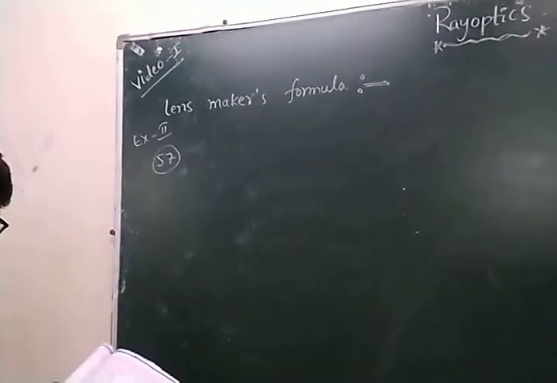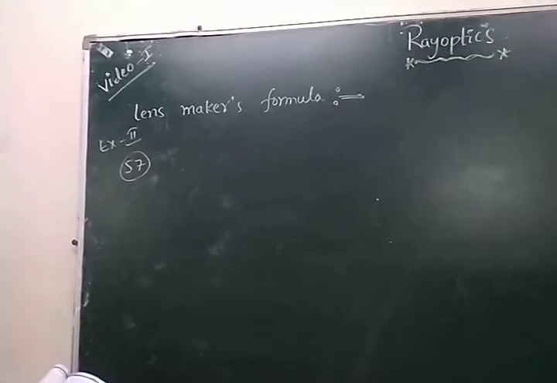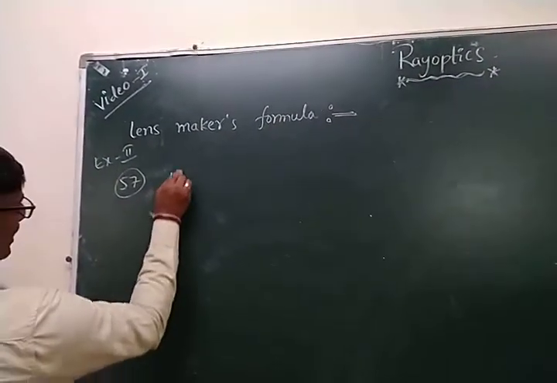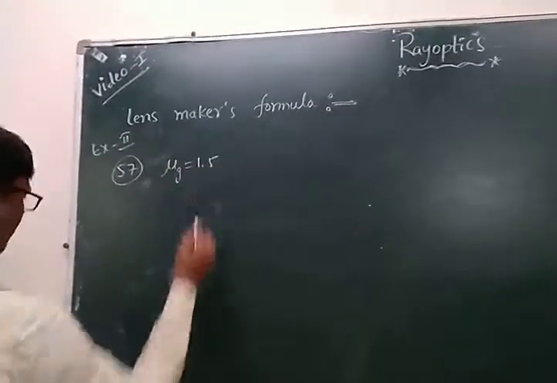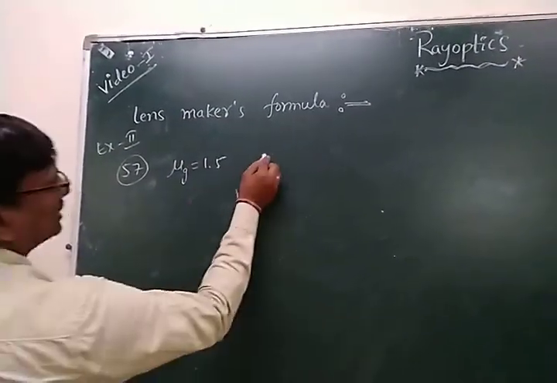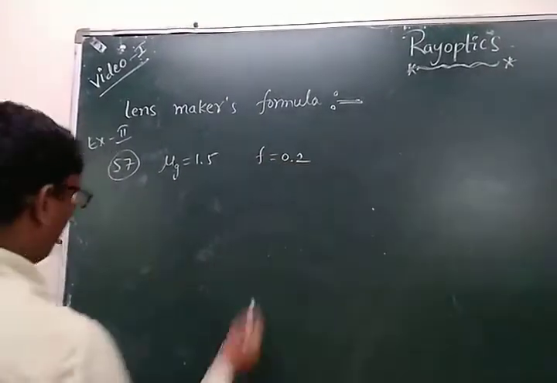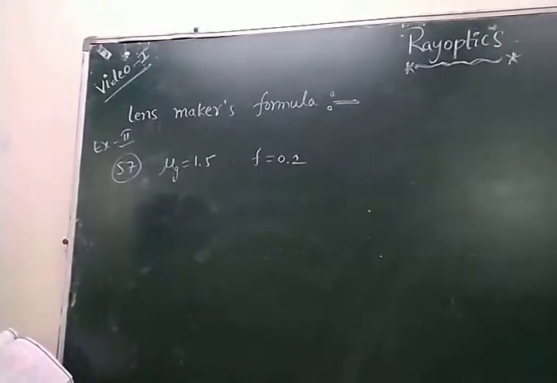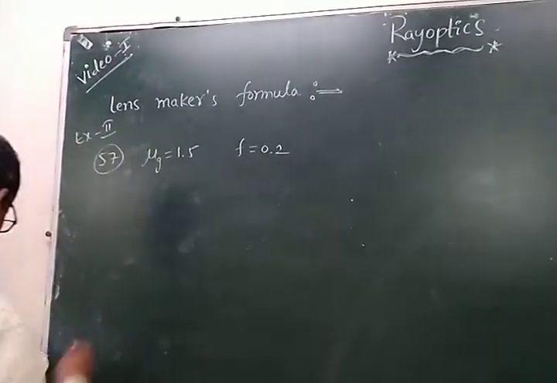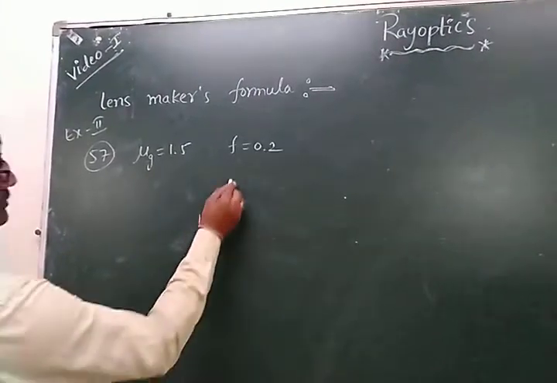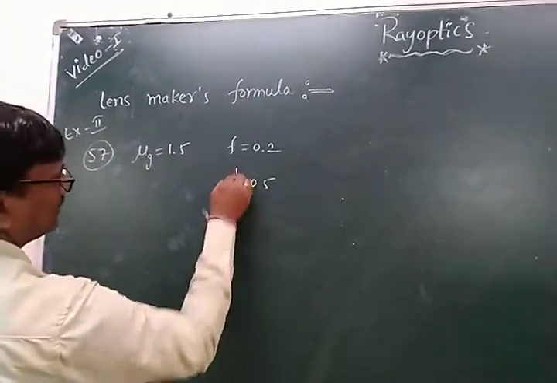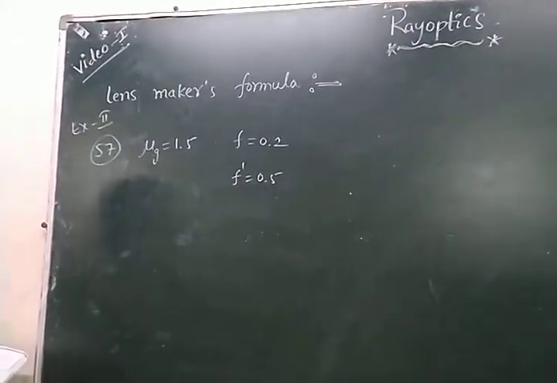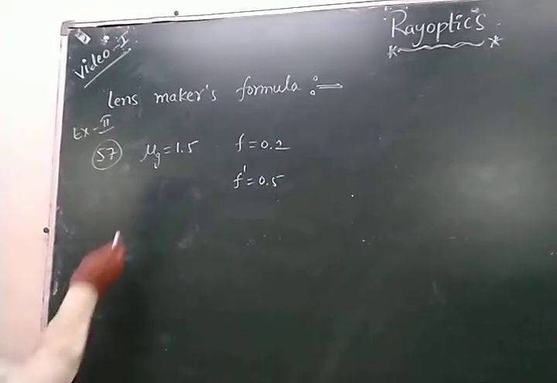So next, question number 57. A thin equiconvex lens is made of glass of refractive index 1.5, and its focal length is given as 0.2. If it acts as a convex lens, its focal length is given as 0.5. This is considered f dash. It is dipped into the liquid, the refractive index of the liquid.